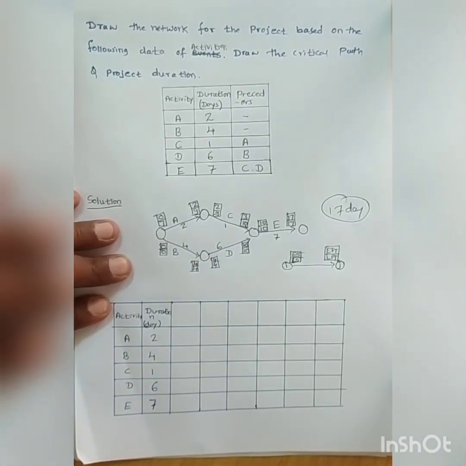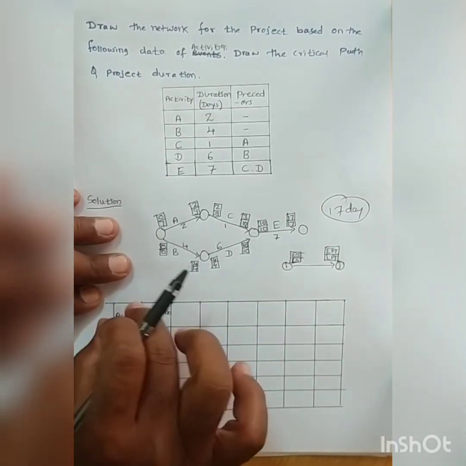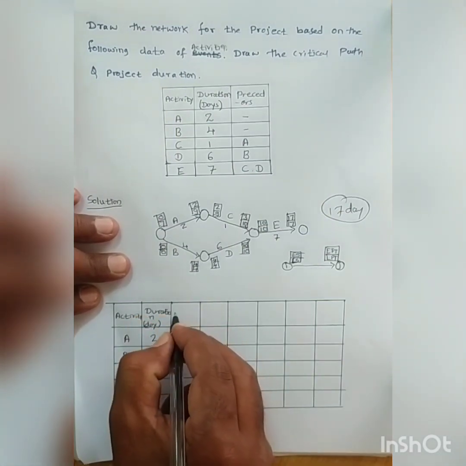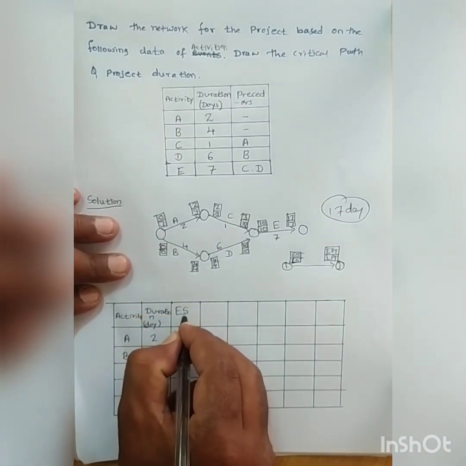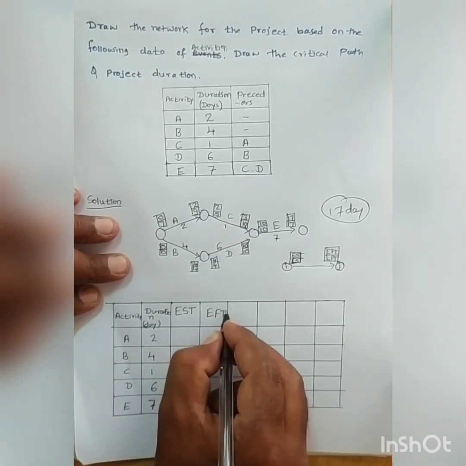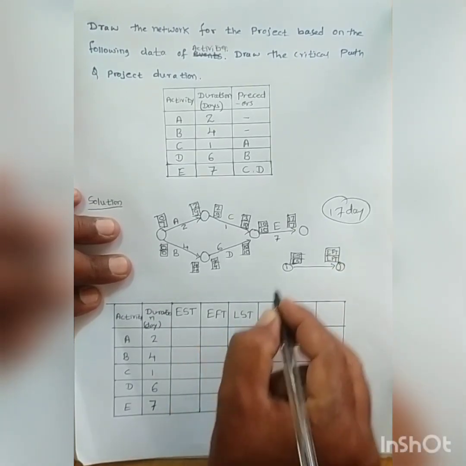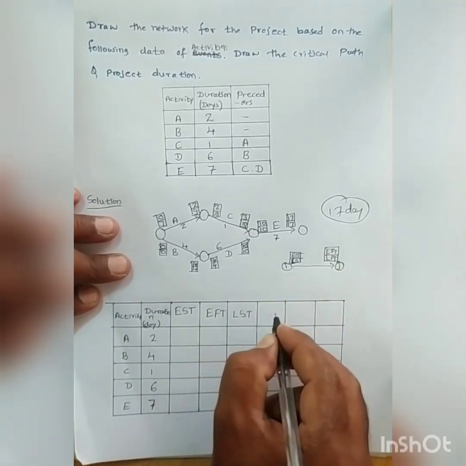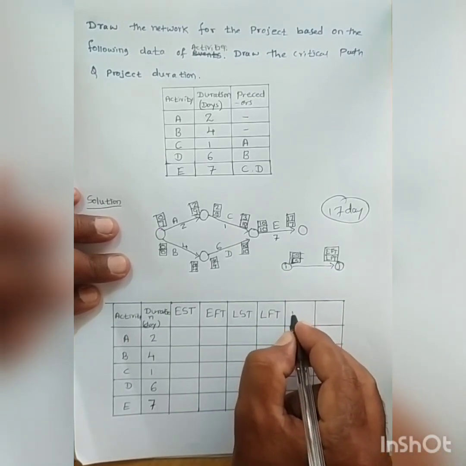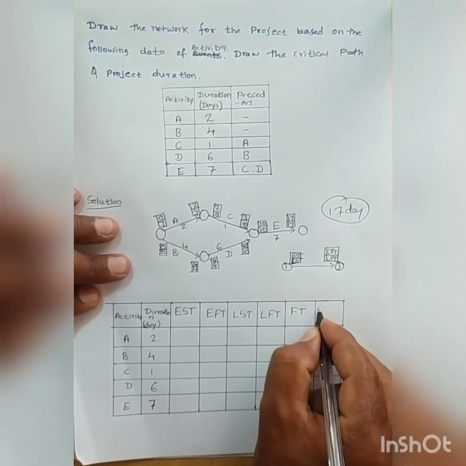Now I have to write this in a tabular column. These are the columns I have written. What are the given data? Next I have to calculate EST, the early start time, and the early finish time. Next the latest start time, LST, and the latest finish time. Next is the free float, FF, and then the remark.